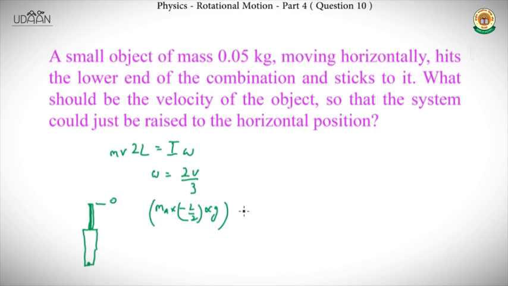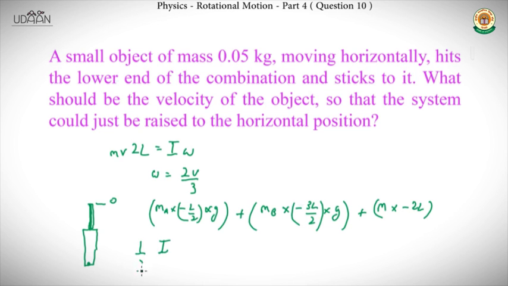Plus the potential energy of part B, which will be given by mb into minus 3L by 2 into g, again plus the potential energy of the small mass which is getting embedded, which is small m into minus 2L g. This is the initial potential energy. The initial kinetic energy of this entire system will be equal to half into I into omega square.